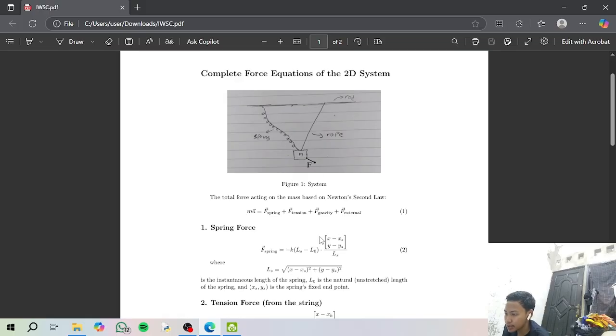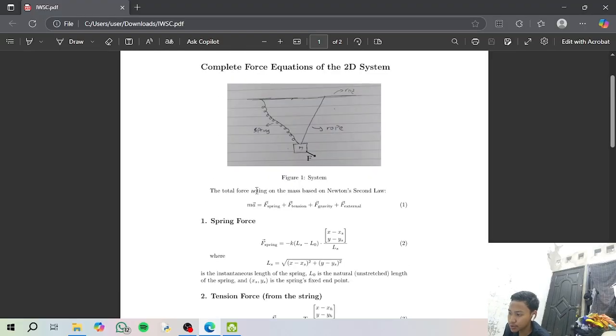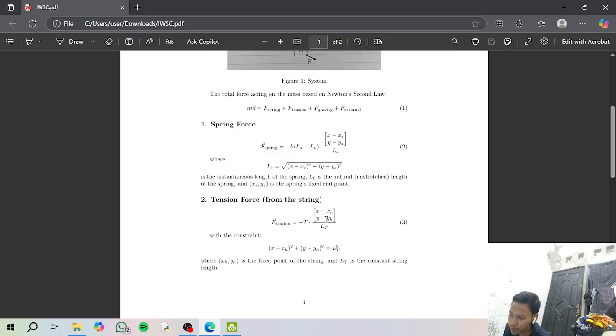This unit vector gives us the direction of the spring, in the x and also y direction. The second one is the tension force, the tension force given by the rope, this one right here. So F tension, or the force done by tension, is equal to negative T times the unit vector of the rope. So it's giving us the force done by the rope in the x and y direction.